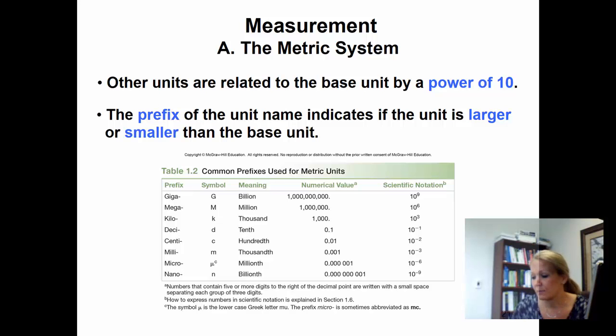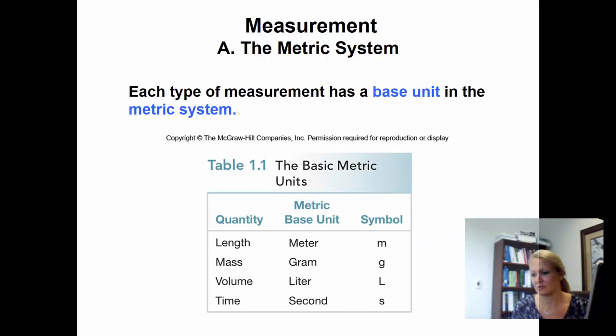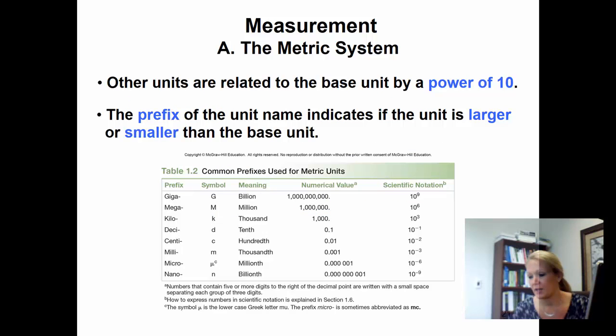The prefix giga means a billion, so that means you have a billion times the base unit. Right now I'm going to pick the meter since it's first, so we're going to pretend we're talking about meters, but you could use all of these different quantities. So giga means a billion, which means I have a billion meters, or 10 to the 9th power.